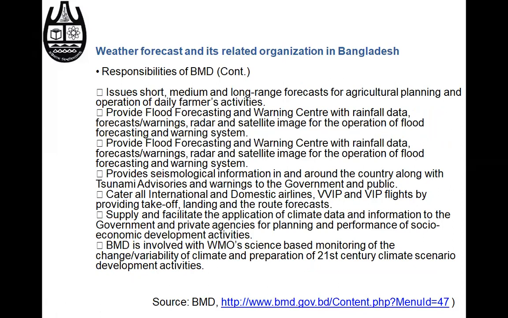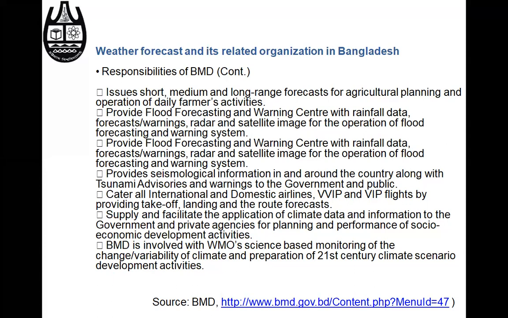They have a flood forecasting and warning center. They produce data sets and provide them to the center, with rainfall data or some images for the flood forecasting system. So they provide different sets of data so that the flood forecasting center can use them and take decisions on a regular basis.